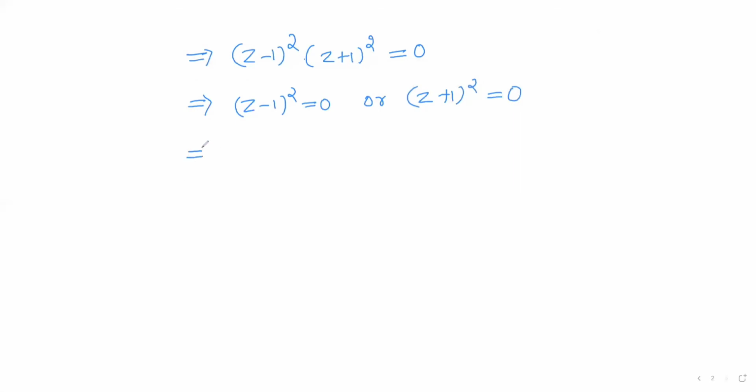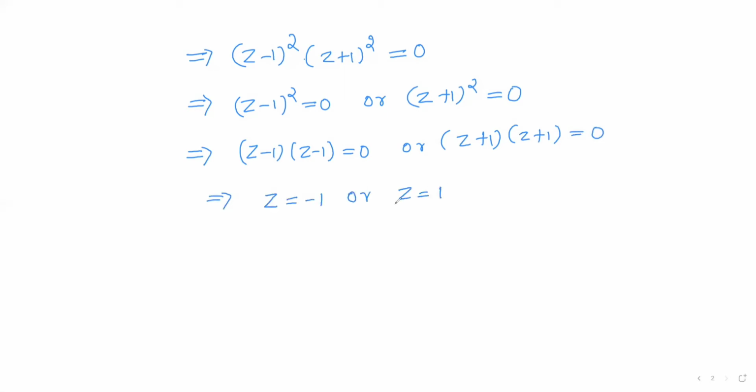Right? So z minus 1 whole square equals 0 means z minus 1 into z minus 1 equals 0, or z plus 1 into z plus 1 equals 0. Which implies z is equal to plus 1 and z is equal to minus 1. So z is equal to plus 1 is a 0 of this polynomial of order 2 as it has 2 factors, and z is equal to minus 1 is a 0 of this polynomial of order 2.